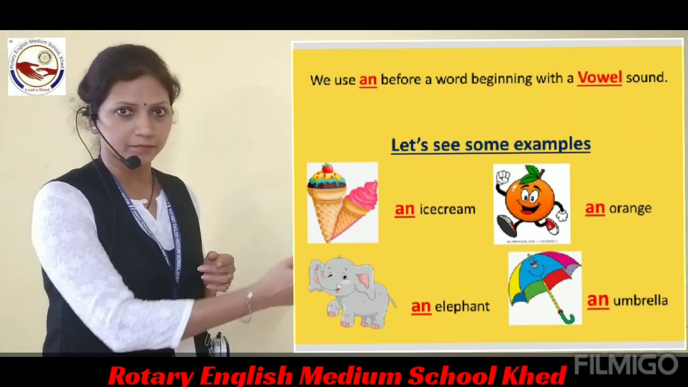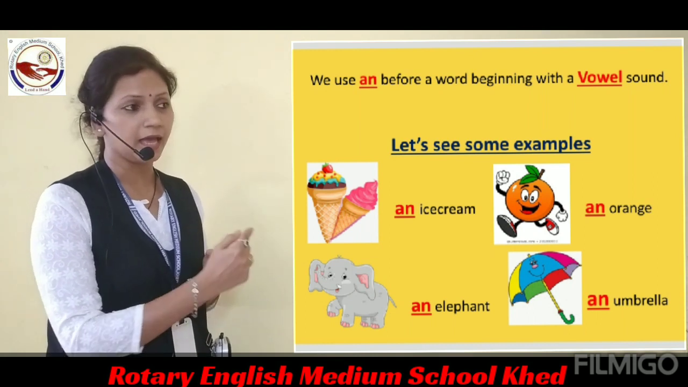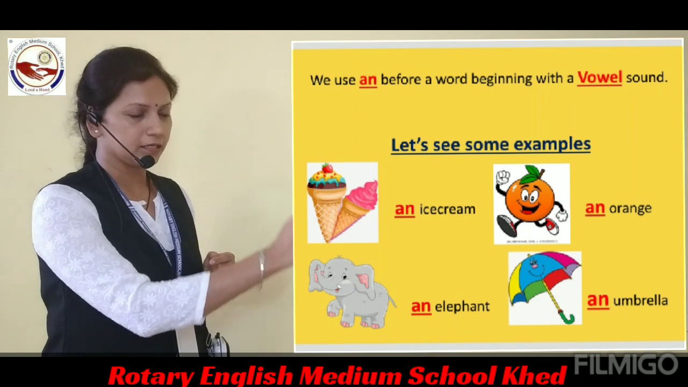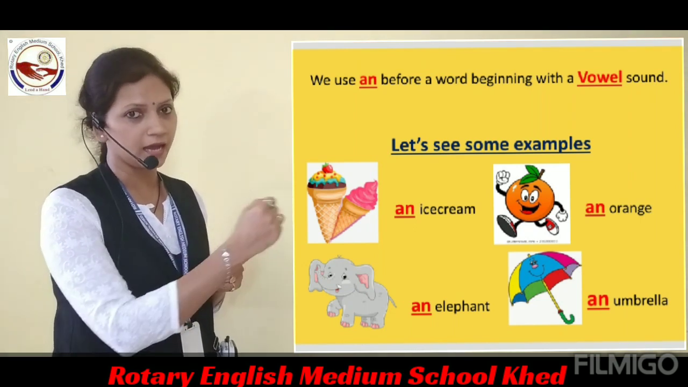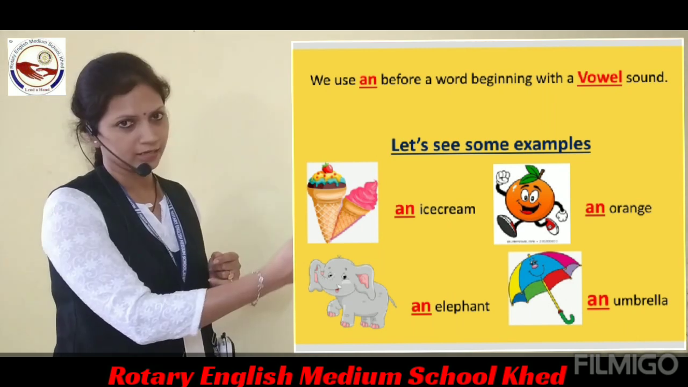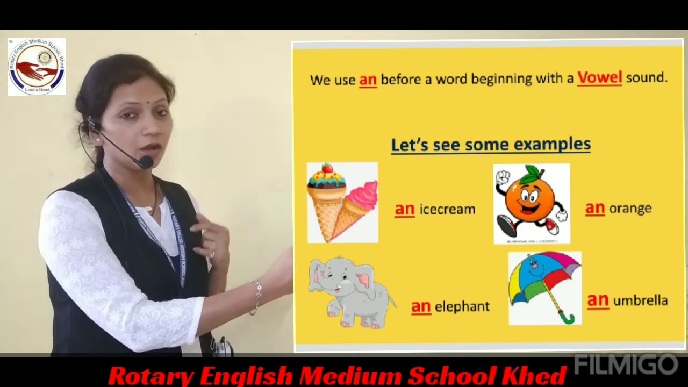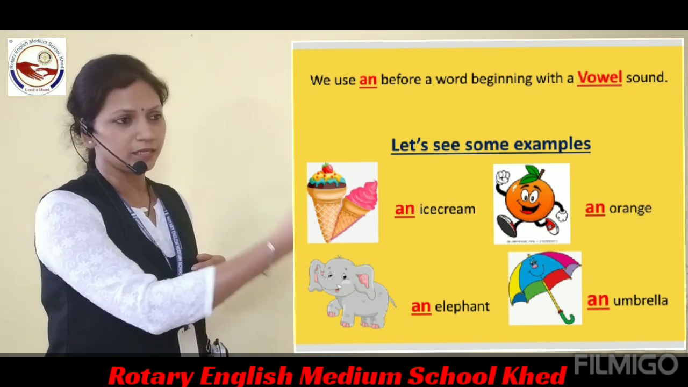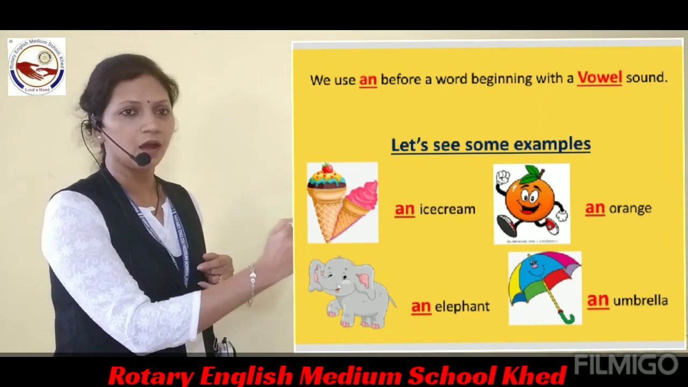The first example is an ice cream. I is a vowel, so here I use an ice cream. Next is an orange. Again, let me repeat: orange. O is a vowel, so I used an here, an orange.